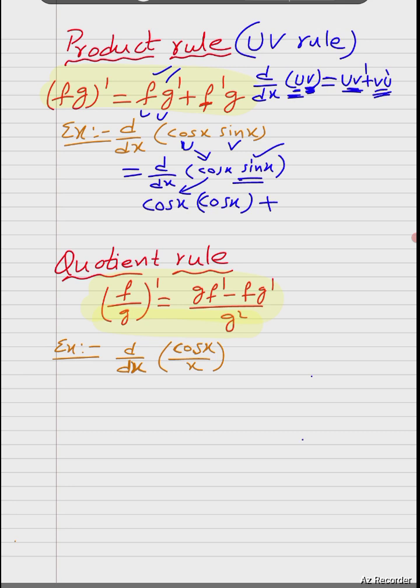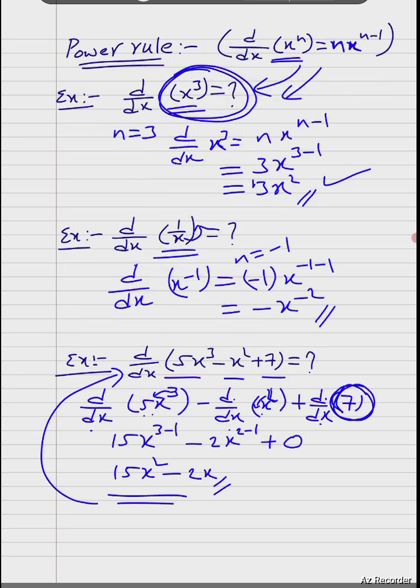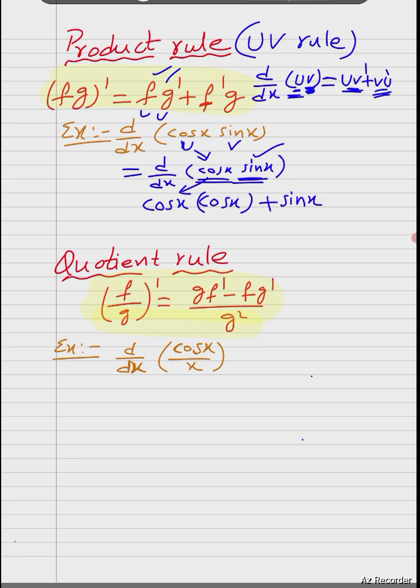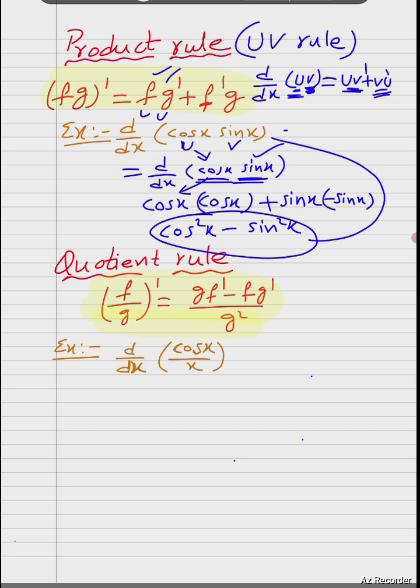v u dash means now you keep this v as it is and find the derivative of cos x. What's the derivative of cos x? The derivative of cos x is minus sin x. So this becomes cos square x minus sin square x. So this is the derivative of the given function. d by dx of cos x sin x is cos square x minus sin square x.